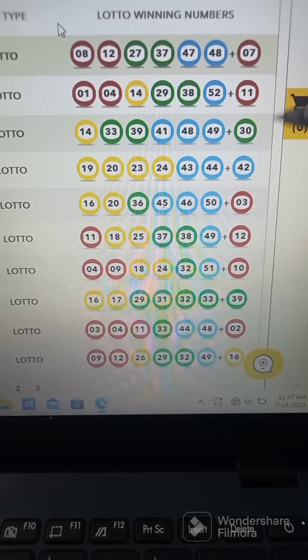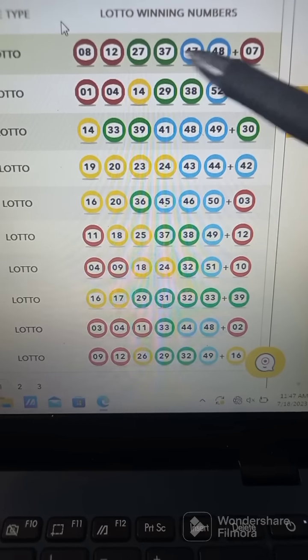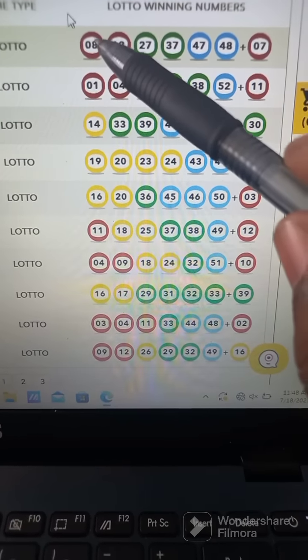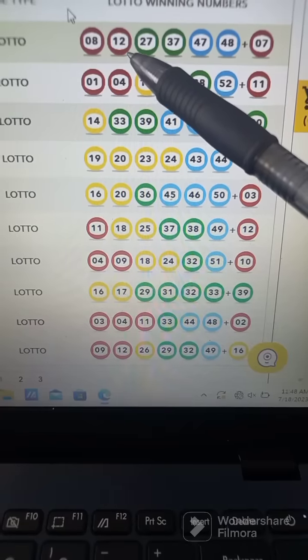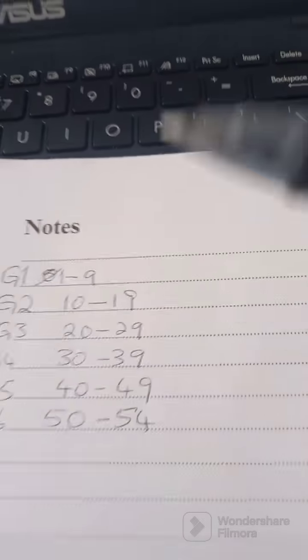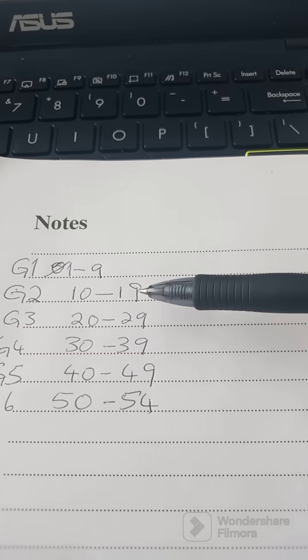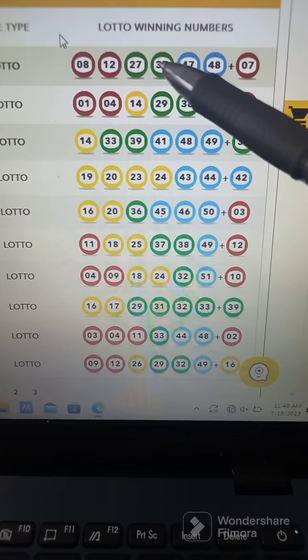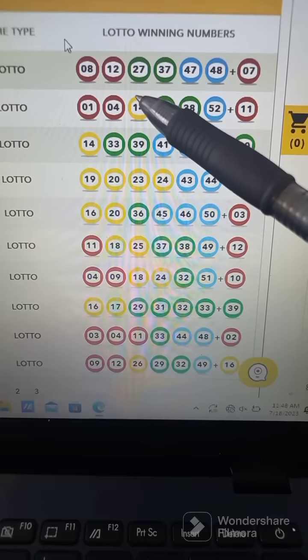We must ignore the bonus for now. We are still talking about these 6 digits. It's only 8, so they took 1 from that group. So the following digit is number 12, and number 12 comes from group number 2. Is there any other number from group number 2? No. So they took 1 only from group number 2.